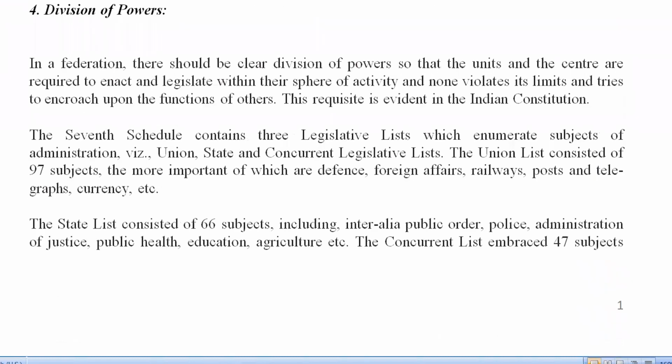The Seventh Schedule contains three legislative lists which enumerate subjects of administration: the union, state, and concurrent legislative lists. The union list consists of 100 subjects now, the more important of which are defense, foreign affairs, railways, posts and telegraphs, currency, etc.